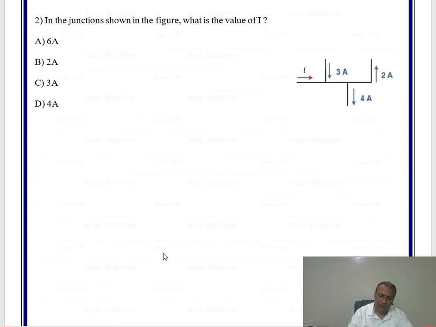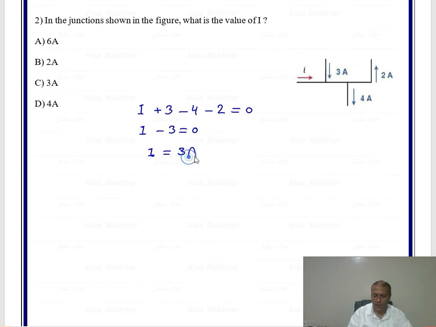Question 2. In the junction shown in the figure, what is the value of I? I enters, so it is positive. 3 enters, positive also. 4 leaves, so it's negative. 1 and 2 leave also, negative, equal to 0. As you see, I plus 3 minus 4 minus 1 minus 2 is equal to I minus 4, equal to 0. I equals 4 amps.